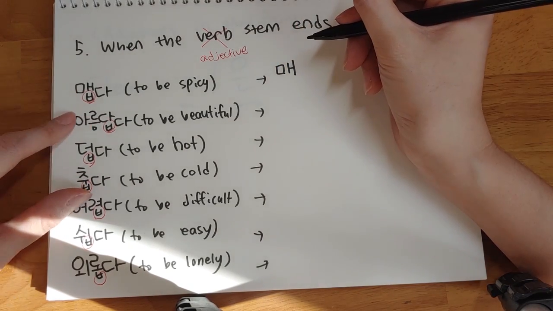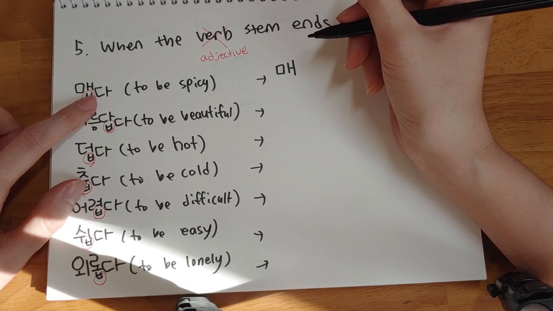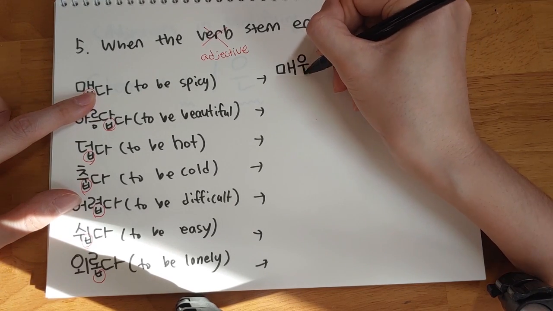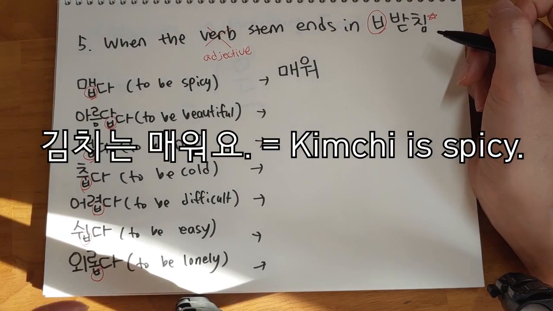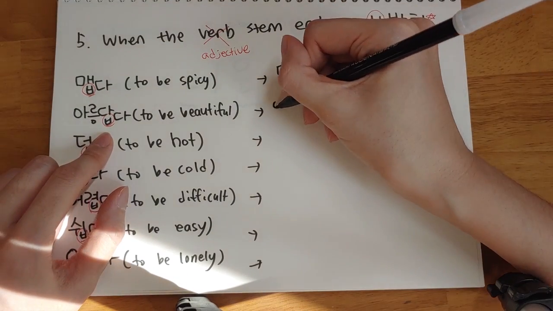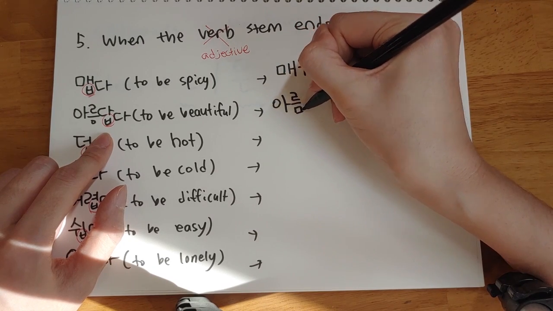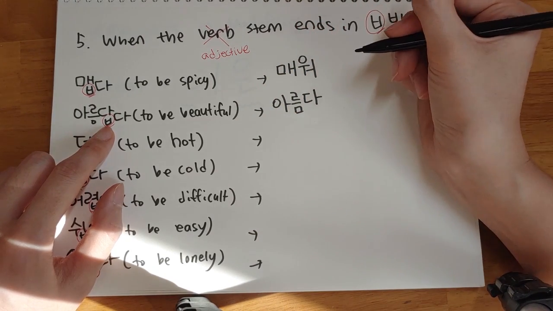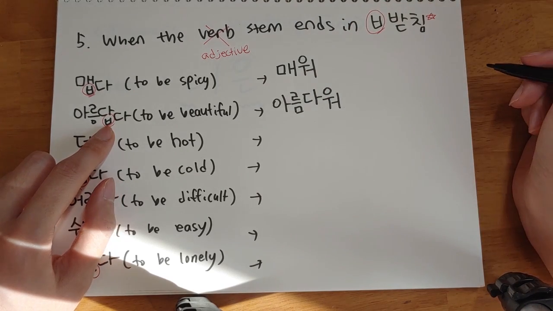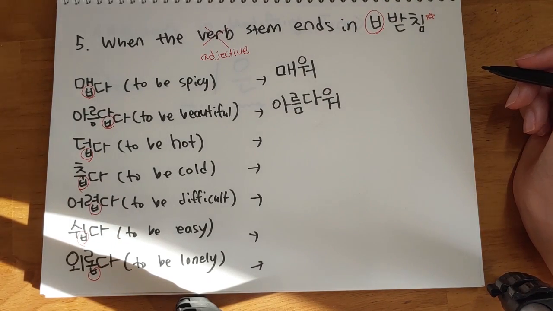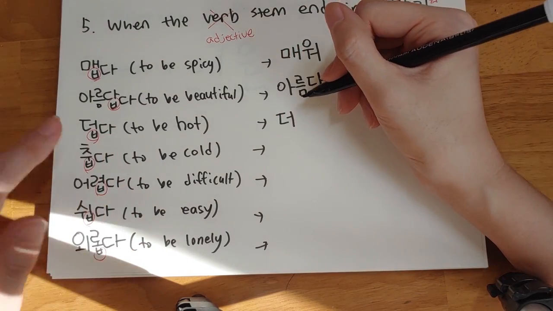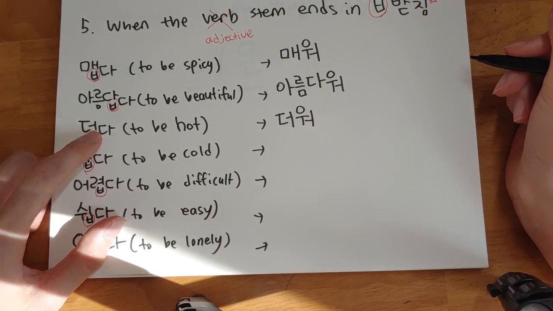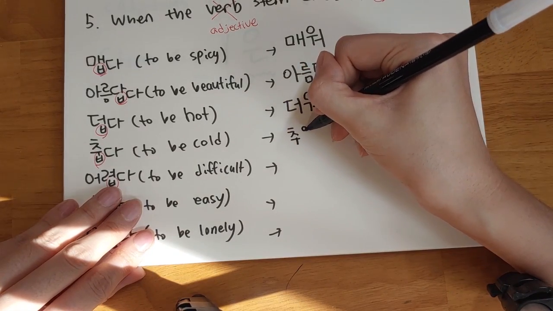You take out the stem, it's 맵, right? But you have to delete the 비읍 받침 and put 워. 매워. So 김치는 매워요. Kimchi is spicy. And 아름답다 as well. You take out the stem, but without 비읍 받침, and then you put 워. 아름다워. It's beautiful. 덥다 becomes 더, because you have to delete 비읍 and simply put 워. 더워. And now I believe you got the hang of it.